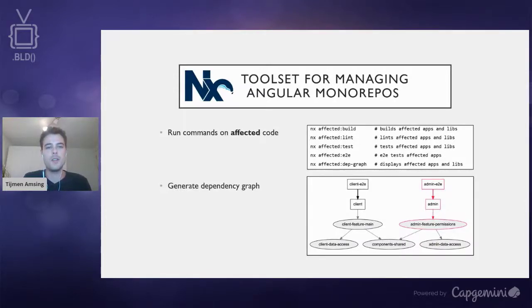Nx is a toolset for managing Angular monorepos. It comes with several features, but the biggest feature for me is the affected command. The affected command uses code analysis to only run on code that is affected by the current change. When you build your workspace using the affected command, it looks at what files are changed, what projects own those changed files, and what projects depend on these projects. It then creates a tree of projects to build, which you can also display in a nice graph. This will save you a lot of time while maintaining confidence in the quality of your change.